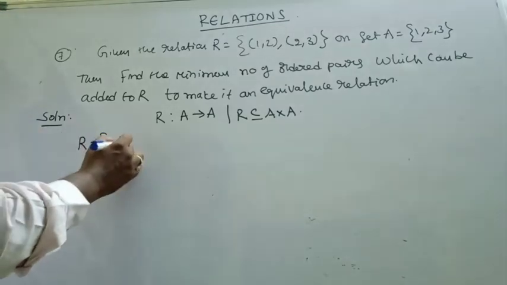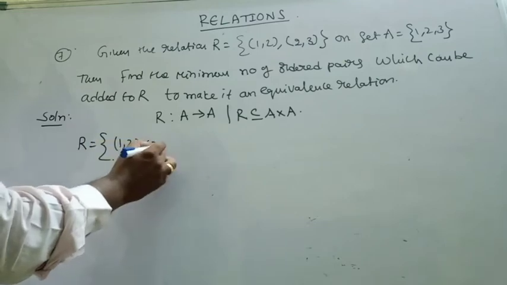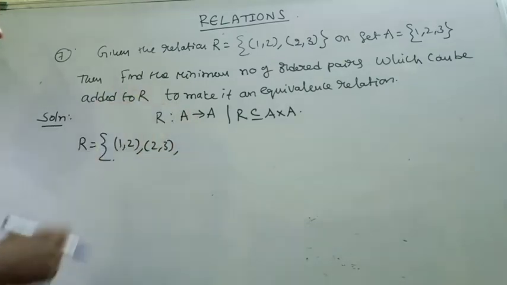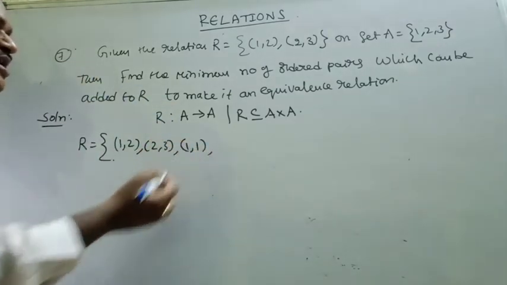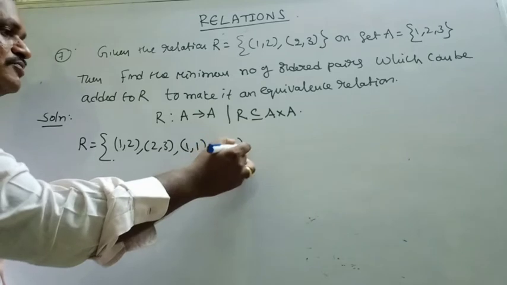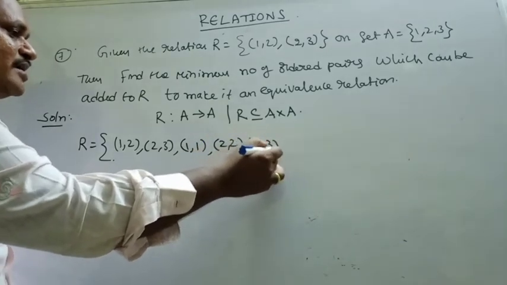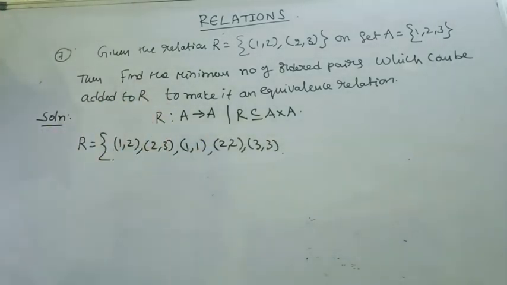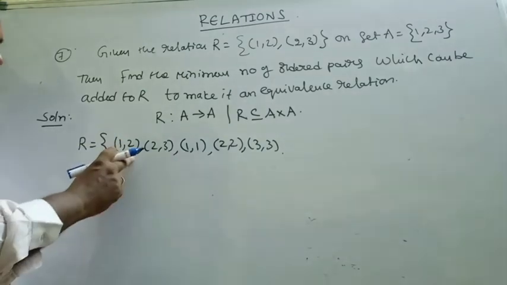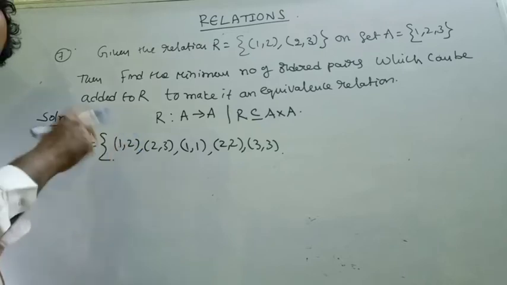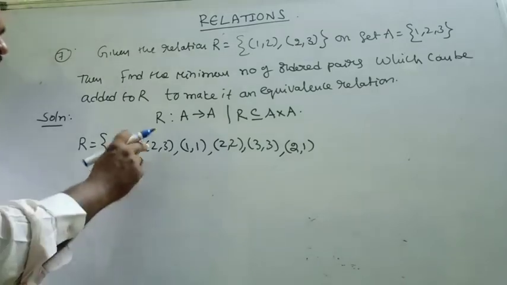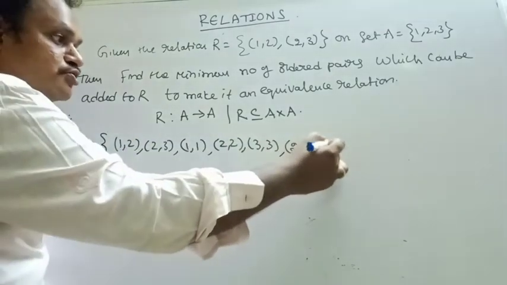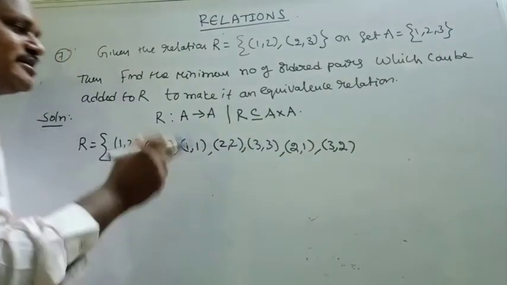Now they have given 1 comma 2 and 2 comma 3. To make it reflexive, every element should relate to itself. That means we should have (1,1), (2,2), (3,3), like this, right? Now it is reflexive. To make it symmetric, if (1,2) is there, then (2,1) should be there. Next, if (2,3) is there, (3,2) compulsorily should be there. Then only it becomes symmetric.